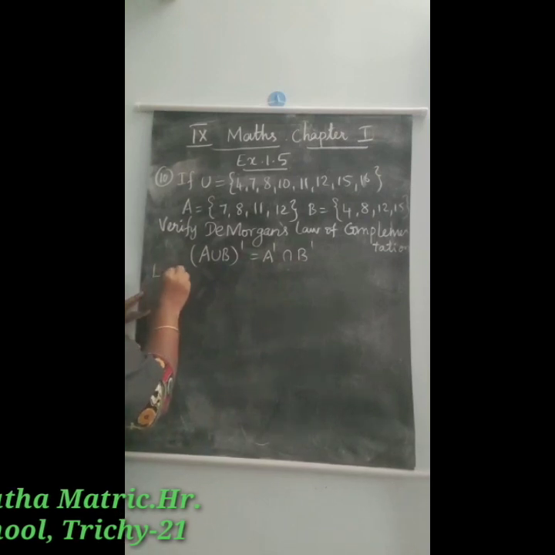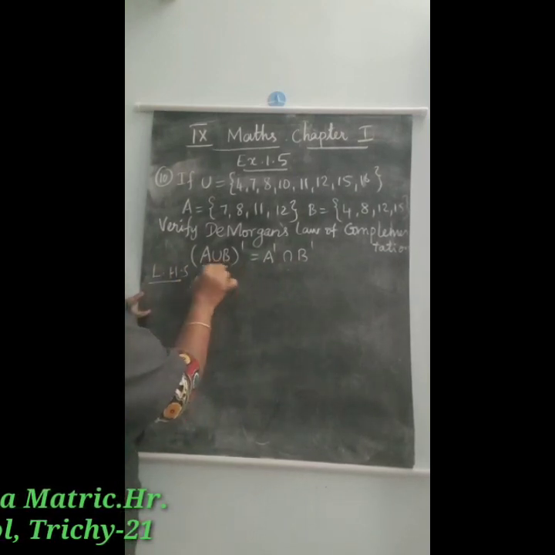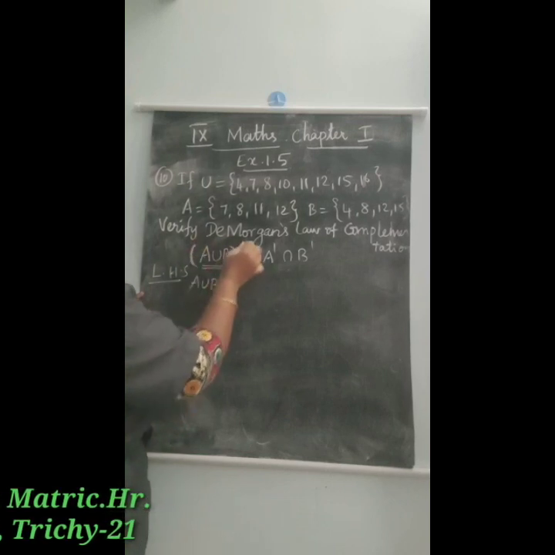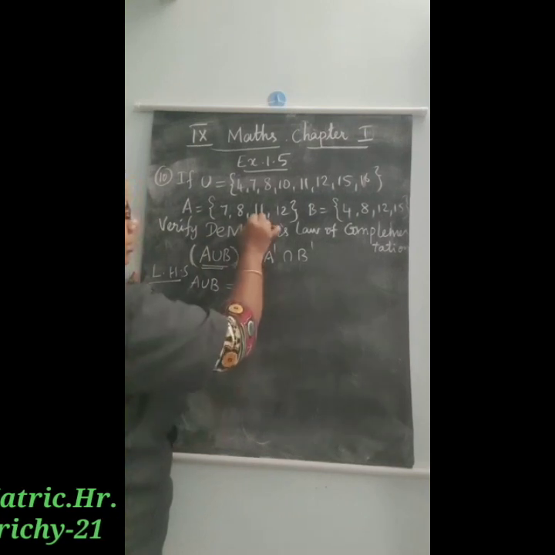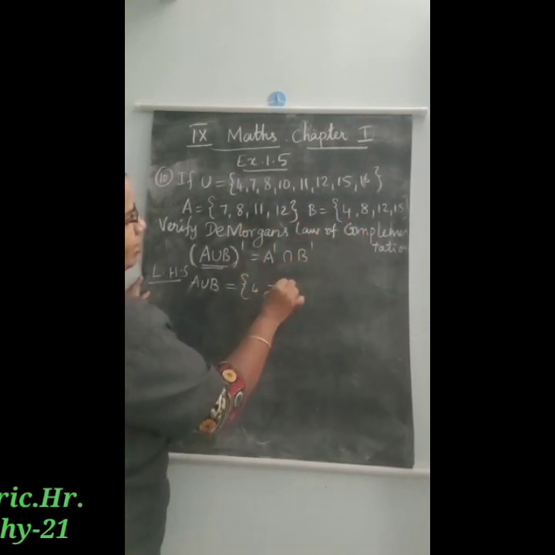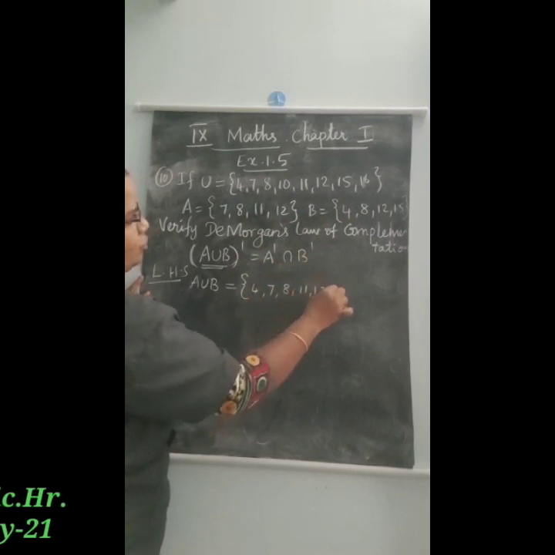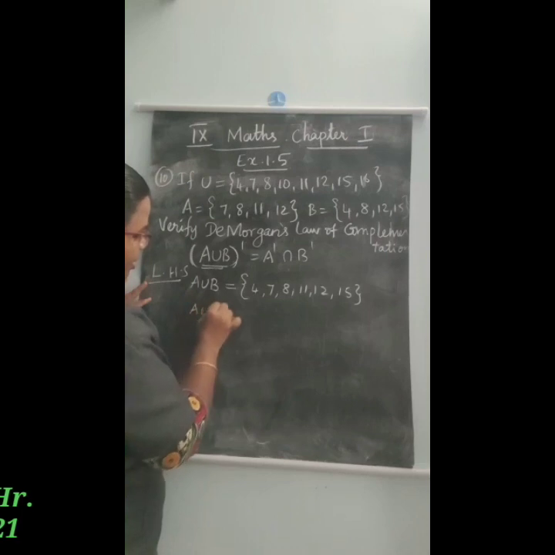First you have to take LHS. What is A union B? First you have to find out A union B and then A union B the whole dash. A union B means you have to write A terms and B terms. So 4, 7, 8, 11, 12, 15. And then A union B the whole dash.